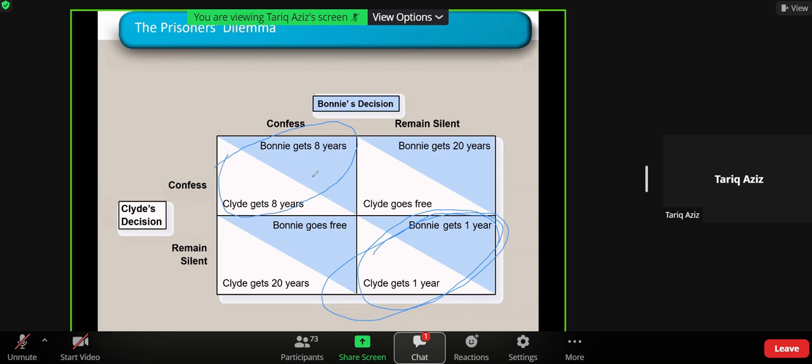So both will confess, and both have to spend 8 years in jail in this case. The equilibrium with silence is achieved if they cooperate with each other. This is cooperation, and this is competition.